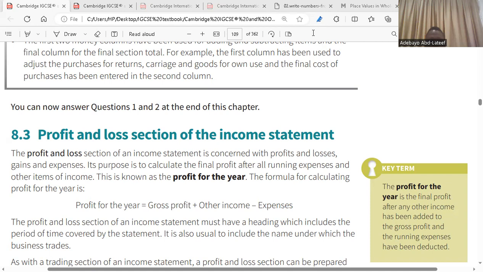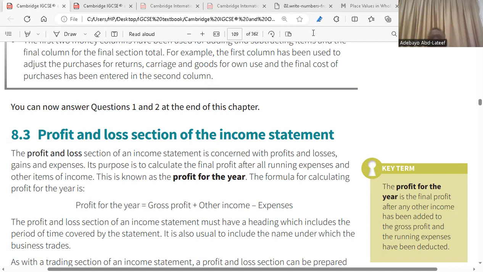So we go to still in the trading profit and loss account. We're done with that, that's the income statement. For the income statement, we have two parts. We have the trading part, which is the trading section, where we have to get our gross profit. Now we need to talk about the profit and loss section of the income statement.